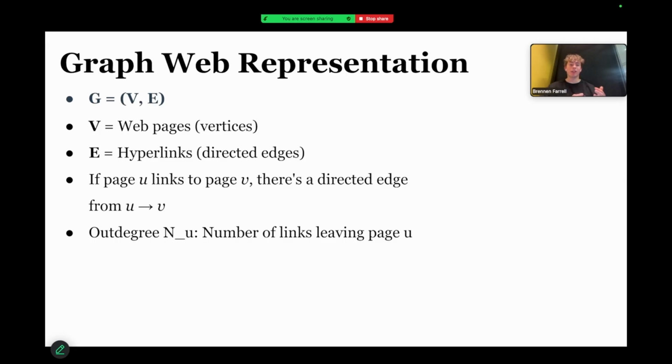The first part of this is that it represents the World Wide Web as a graph. Just like in class, you have a graph with vertices and edges. Each web page is a vertex, and each edge is a hyperlink, a link to another page. If page U links to page V, that gives us a directed edge from U to V, which makes it a digraph. Additionally, you have the out-degree N sub U, which is the number of links leaving page U.